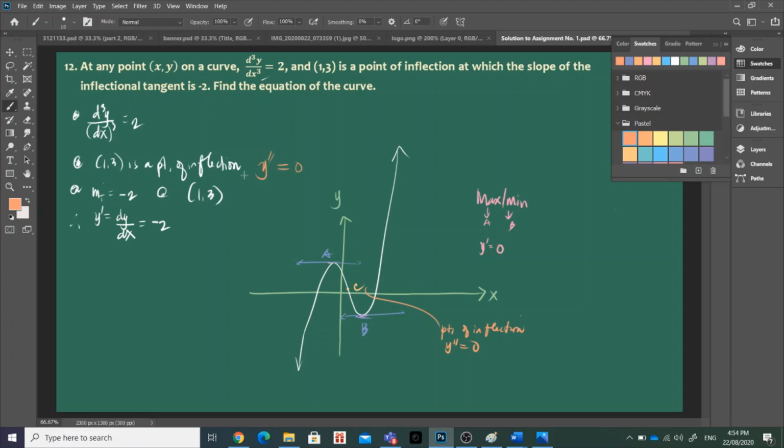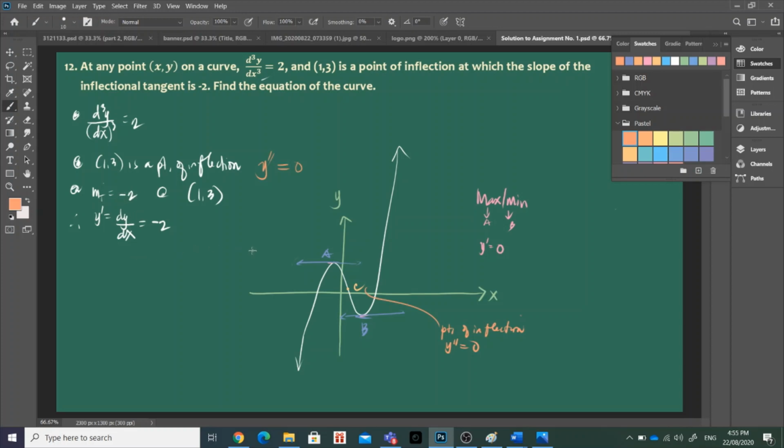So, y double prime is equal to 0 and kapag ganon, ang pinag-uusapan natin ay point of inflection. Kasi makukuha yung point of inflection ng isang curve kapag sinet yung y double prime ng equation ng curve into 0. In our given condition, that point is (1, 3). So, binigay na. Okay? Next, condition. The tangential or the inflectional tangent slope is negative 2.